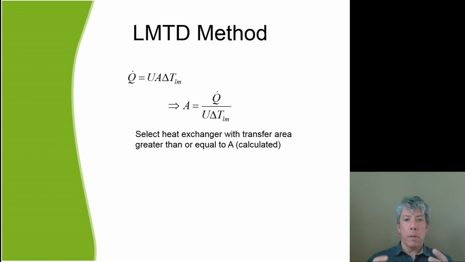So the higher the temperature change we want, the more area we're going to need, and the higher the heat transfer rate desired, the more area we're going to need, and we just have to select a heat exchanger that has at least, well, preferably more area than what we've calculated here.